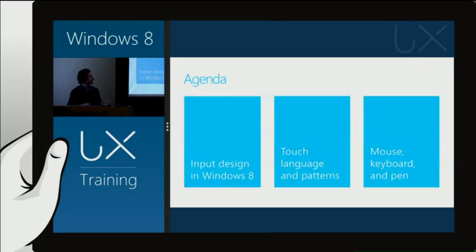So we'll be covering a couple of things today. I'll spend a little time in the beginning to talk about the general philosophy about input for Windows 8. And then I'll spend a lot of time talking about touch and the touch language and some patterns you can use to make your apps really great. And then at the end, we'll talk about mouse and keyboard as well.